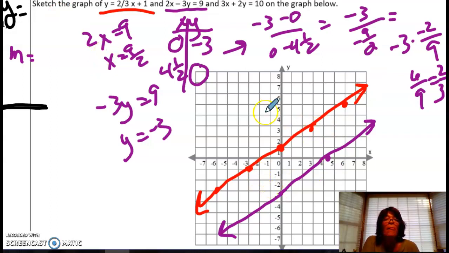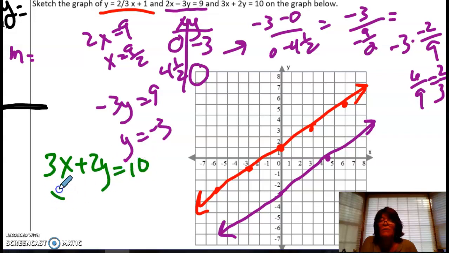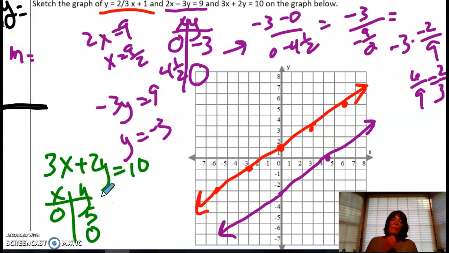They're parallel. This other one, 3x plus 2y equals 10. I always do the intercept method when it's in standard form. 0 in for x, 2y equals 10, so y is 5. 0 in for y, 3x equals 10, so that's 10/3. So I'm going to go 0, 5, and 3 1/3, 0.